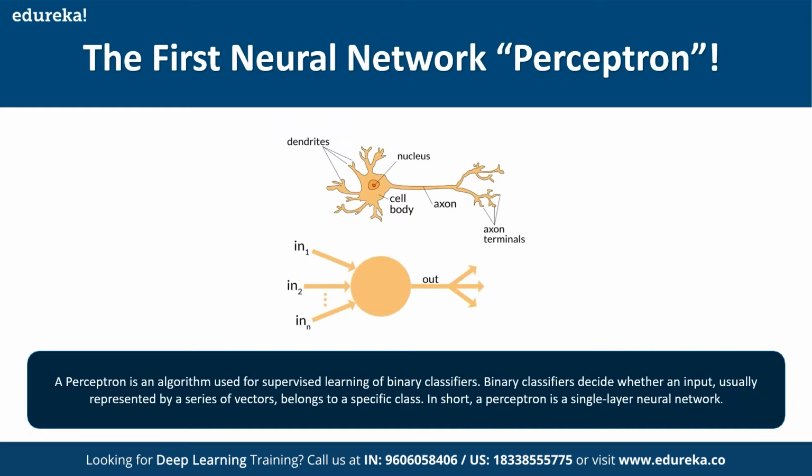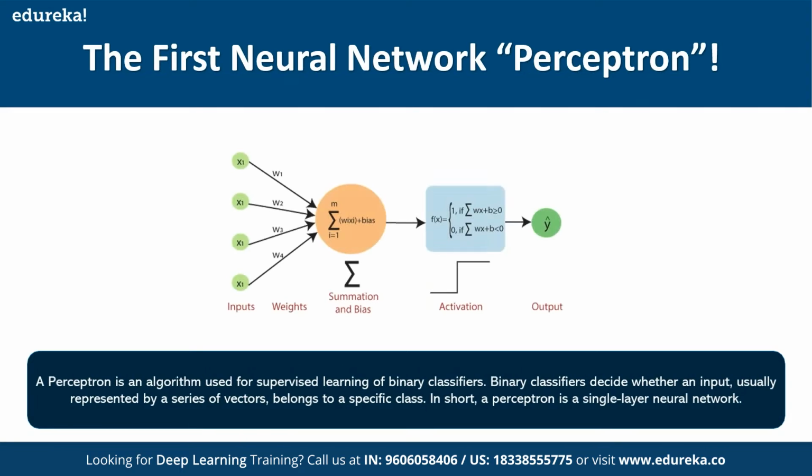So this is how we'll be working with the neural network. Basically, the neural network has the input layer, some processing layer which does some processing, and the output layer. Now when I say processing, it's basically the summation and bias term.